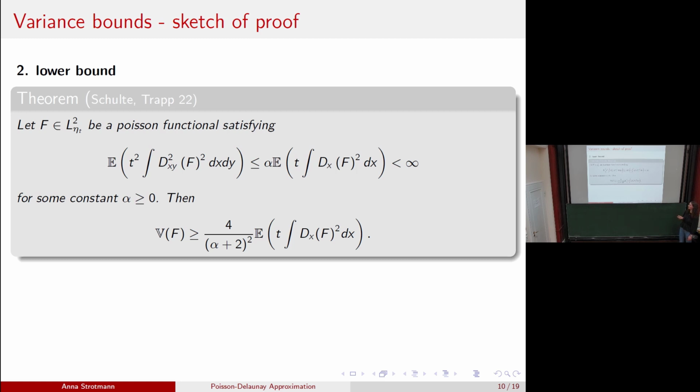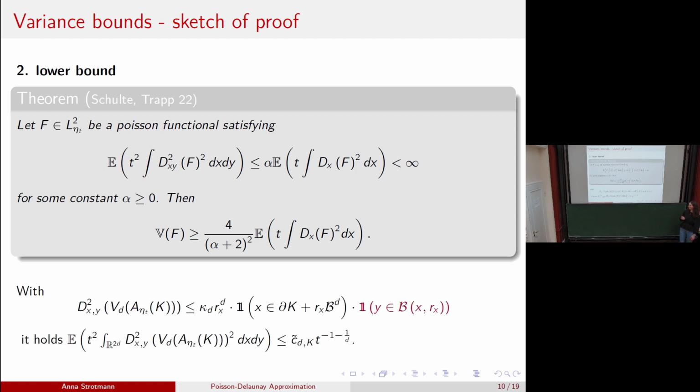And we start with an upper bound for the left-hand side of this expression. And since we already have an upper bound for the first order difference, it was not so difficult to compute an upper bound for the second order difference. We just have to add this additional limitation that the point y has to be close enough to the point x. And we can again insert this into the expression we want to calculate, and the calculations are quite similar to the calculations for the upper bound, and again we get some constant depending on the dimension and the convex set k times intensity to the power -1 over d.